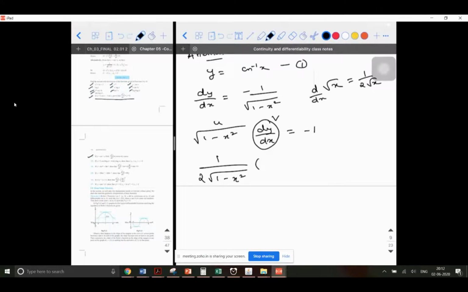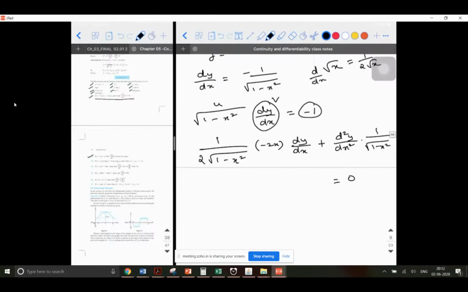Yeah, into 2x. It is not 2x. 2x is right, but you're missing something else. Minus 2x. Oh yeah, you minus. Got it. Minus 2x. Good. So minus 2x into dy by dx will be left out as it is. Plus d square y by dx square into 1 by root of 1 minus x square, as simple as that, is equal to 0. The derivative of a constant is going to be 0.